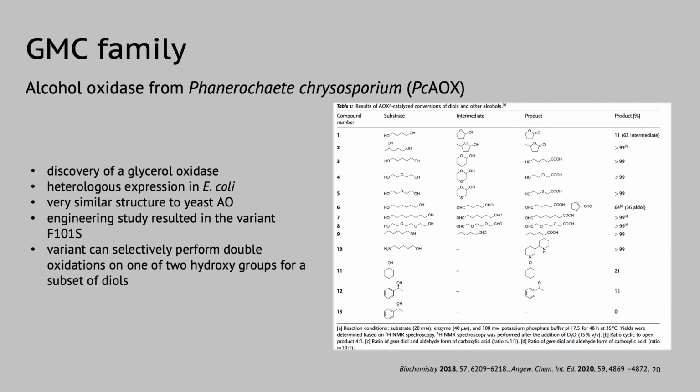The attention was directed to diols, which represent a really industrially important class of chemical compounds, first because they're really cheap, and they can be transformed into either lactones or hydroxy acids, which in turn are building blocks for biodegradable polymers. Except for the focus on diols as substrates, they also tested other alcohols and also secondary alcohols and amino alcohols, as you can see here. But the most striking discovery is the ability of this variant to selectively perform double oxidation on one of 2 hydroxy groups for a subset of diols.